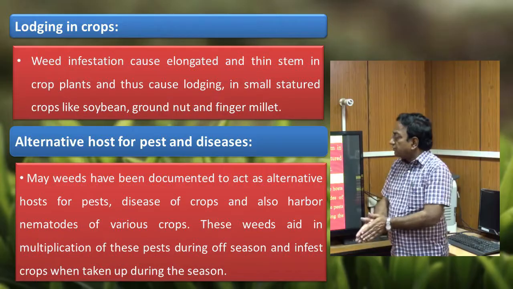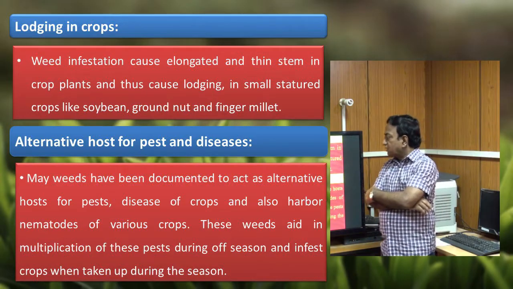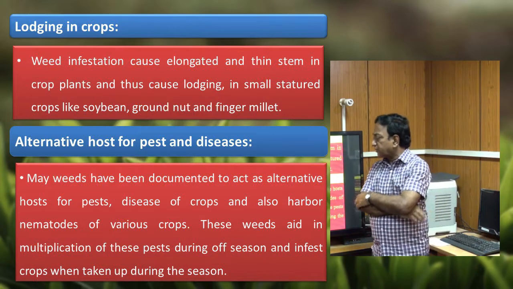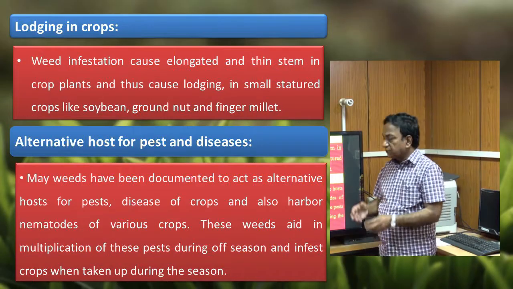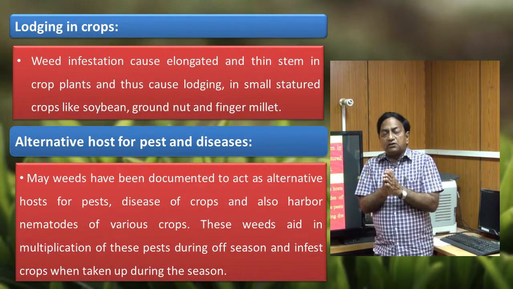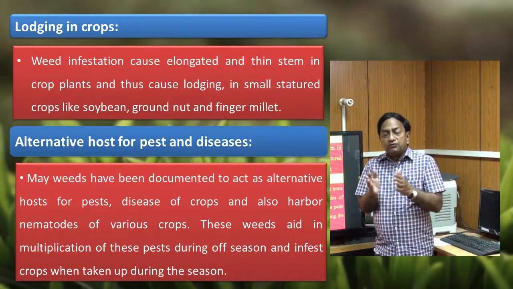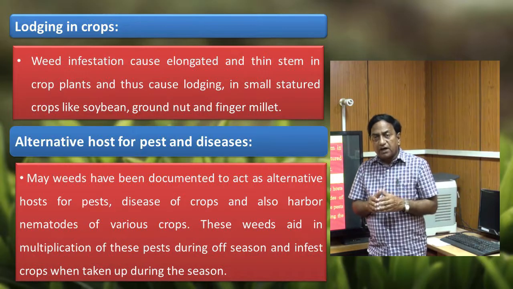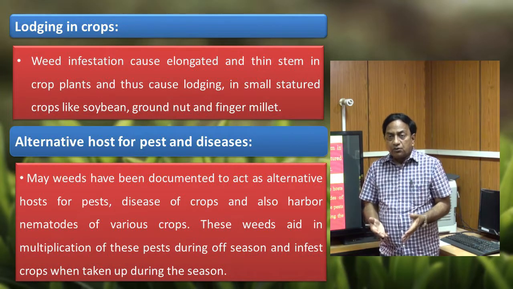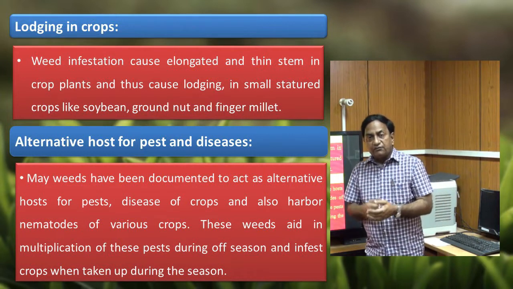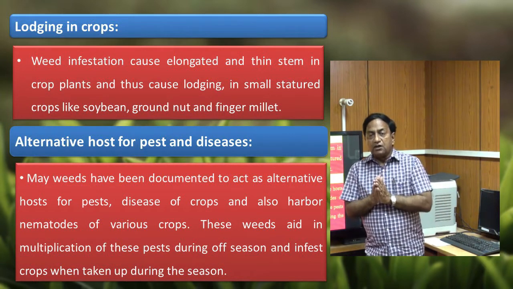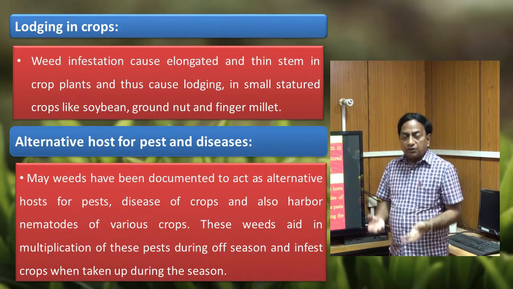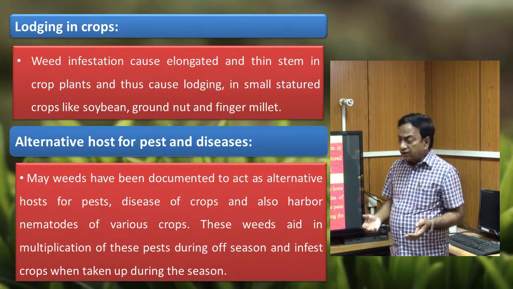Now, lodging in crops. Weed infestation causes elongated and thin stems in crop plants, thus causing lodging in small stature crops like soybean, groundnut and finger millet. Because once the field is weed infested, these crops get weakened because of fewer nutrients available for the plant. Besides this, they also grow taller in search of light. This way the stem is very weakened. So they get lodged easily because of high velocity wind or because of flood in the field.